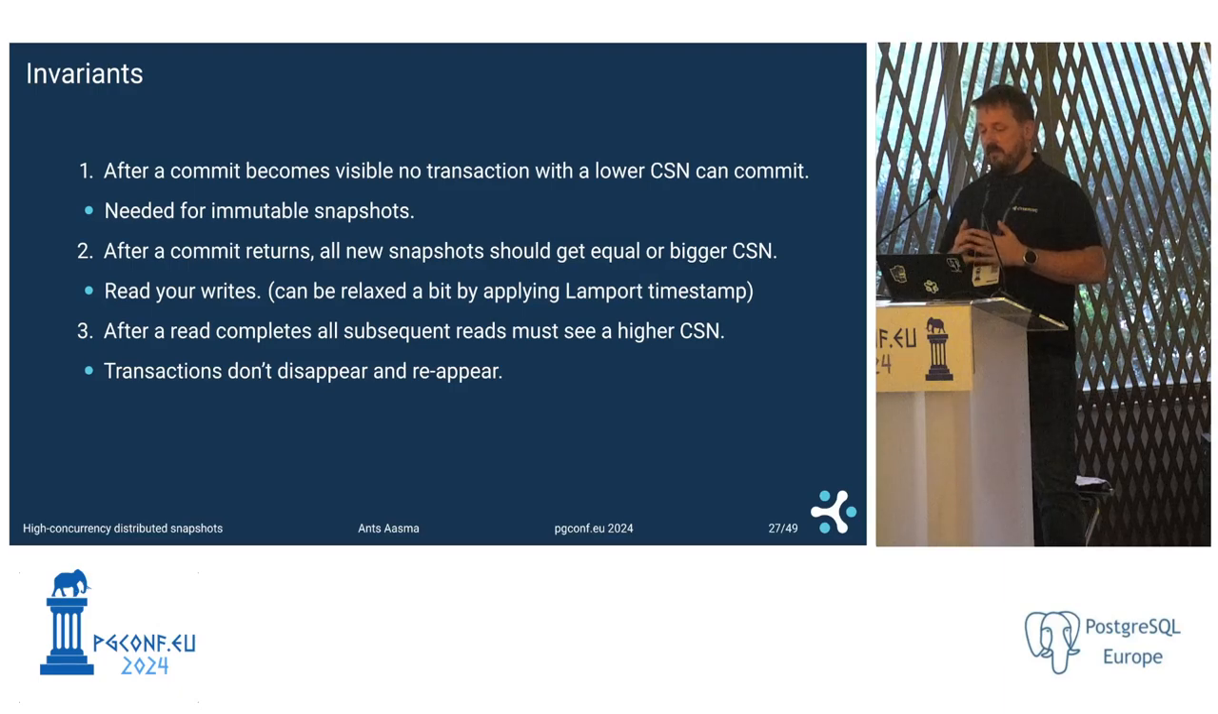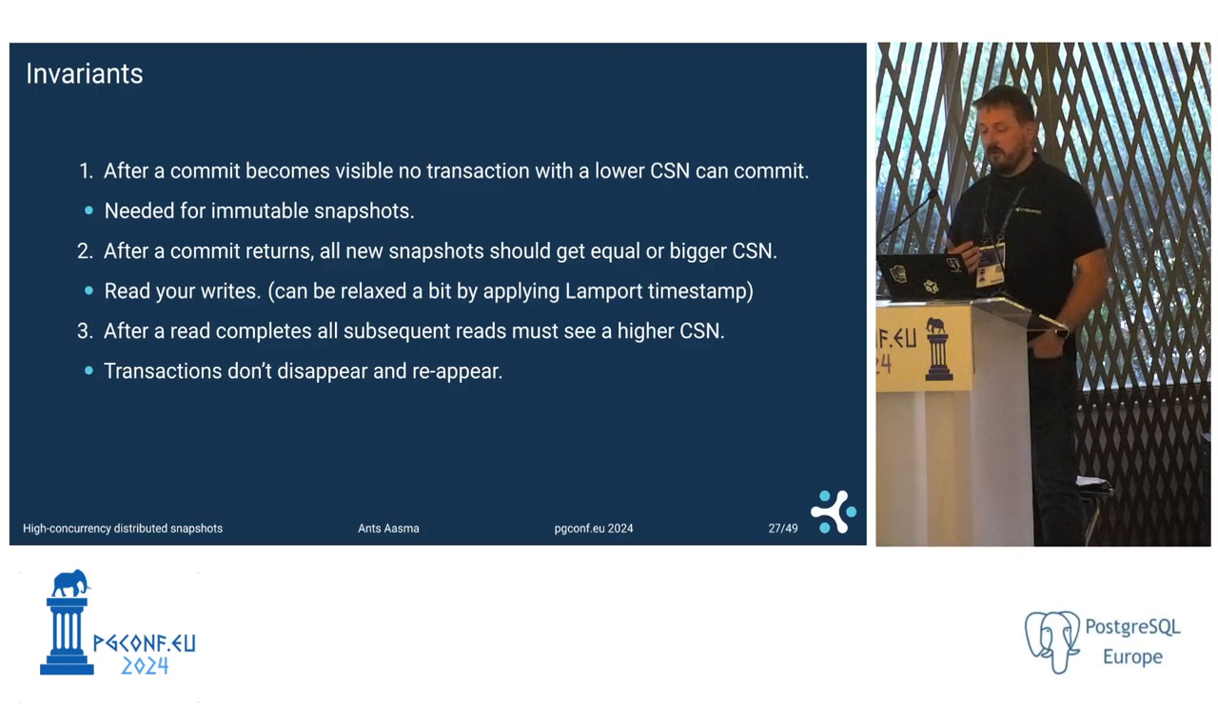Also, we need that if a commit returns, all new snapshots get an equal or bigger CSN. So this means that we can actually read our writes. We can relax this a bit by making note that if we commit, we make a note what was our CSN and tell the system that, okay, we want to read and we want to see at least something that is later than our commit. This gives us causal consistency between systems, which is good enough for many, many cases.